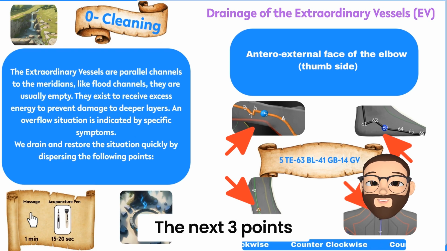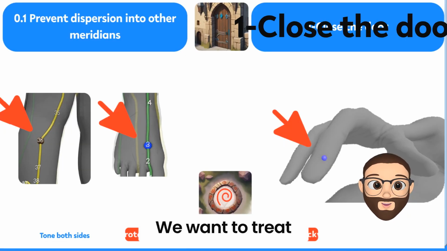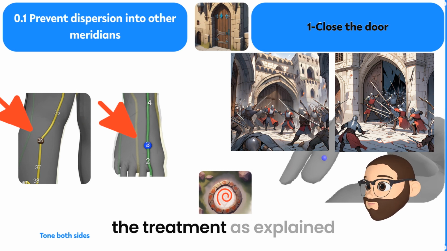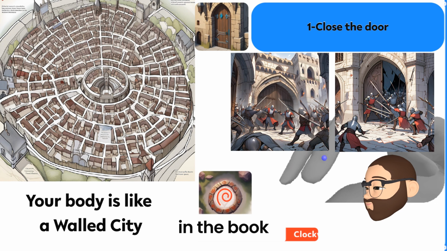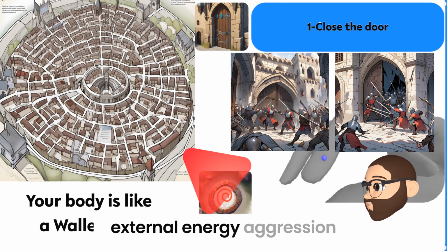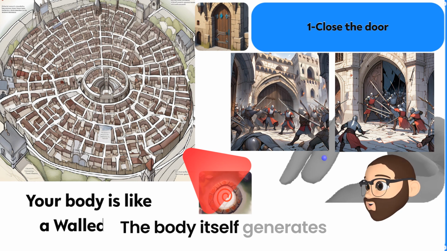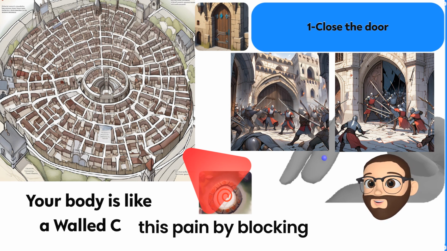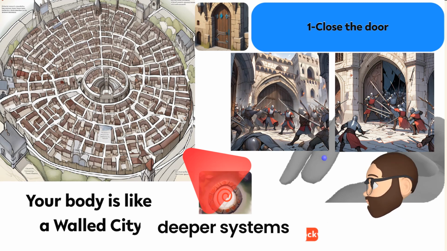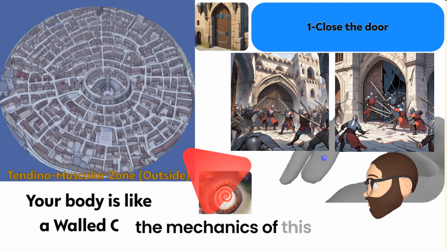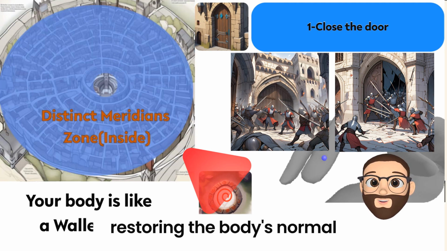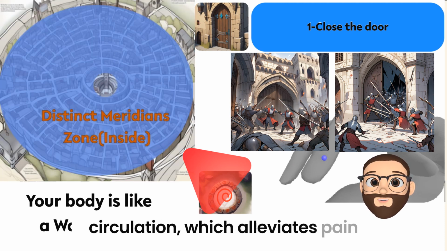The next 3 points are for preventing the pain we want to treat from deepening or shifting to another meridian during the treatment, as explained in the book. Pain, if it's not lesioned, is always an external energy aggression. The body itself generates this pain by blocking the circulation of surface energy to preserve deeper systems. The mechanics of this whole course are about dispersing the invasion and restoring the body's normal circulation, which alleviates pain.